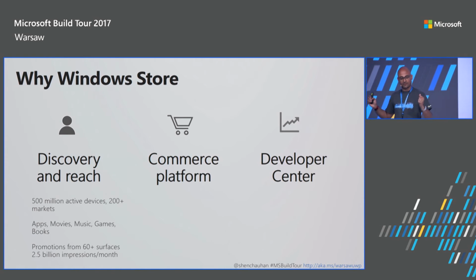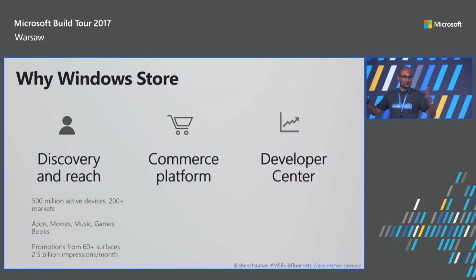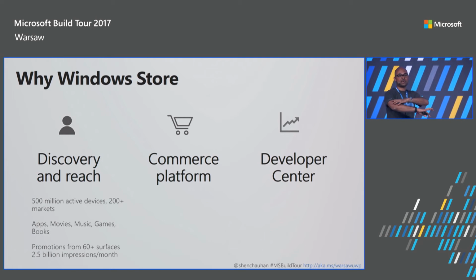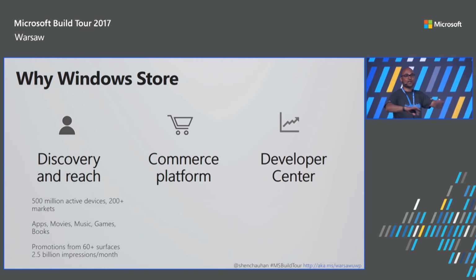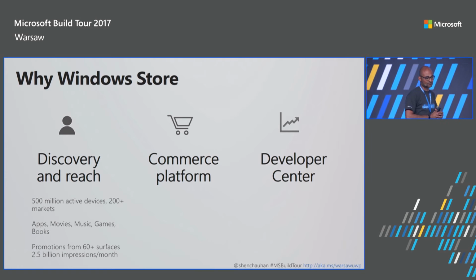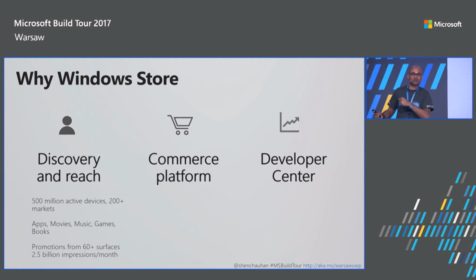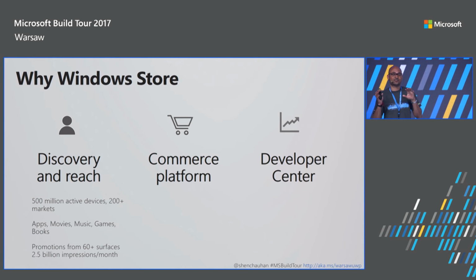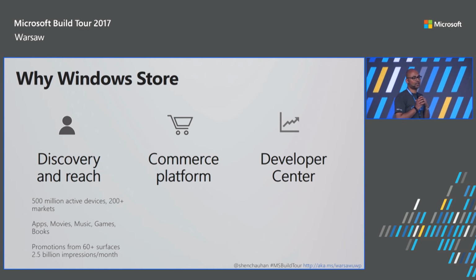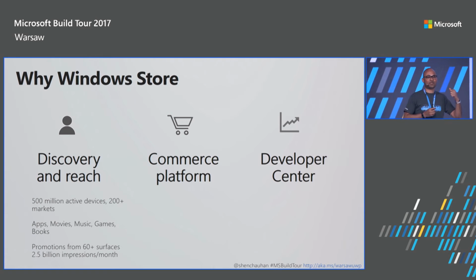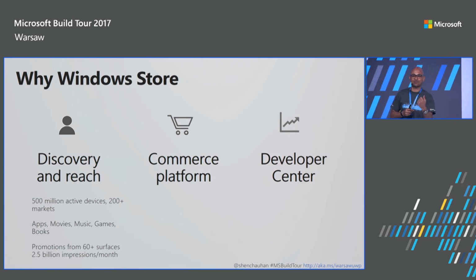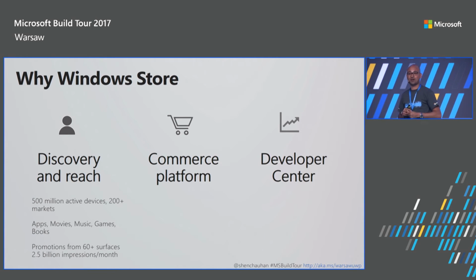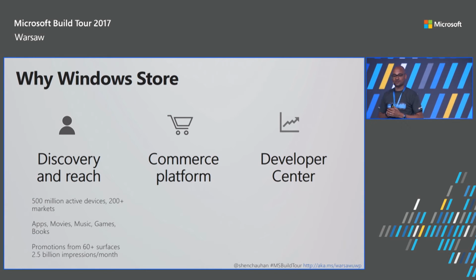So Dave talked about the 500 million active devices across 200 markets. This means that your application can pretty much go anywhere without you having to leave your office. We'll be bringing in apps, movies, music, games, and even physical goods will be coming in the future. This is great for you, especially if you're thinking, okay, well, I want to have people impulse buying. If you're one of those impulse buyers, there's a chance that they may see your app at the same time they're looking for something else.